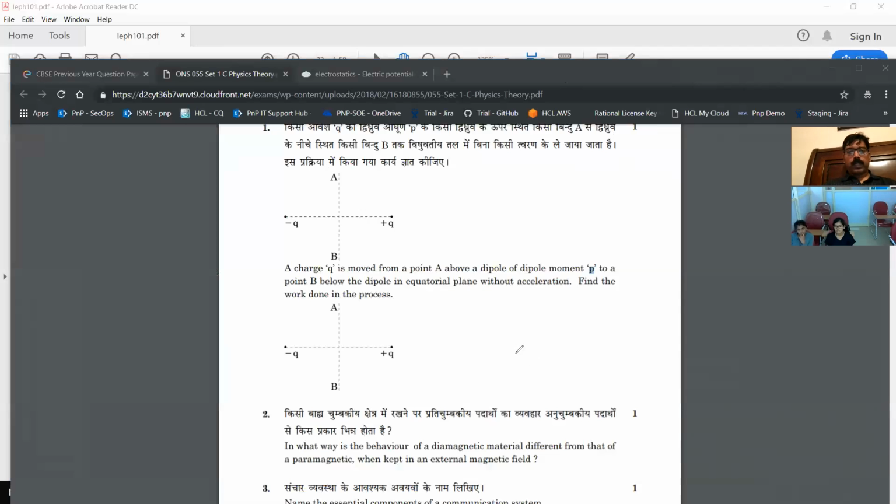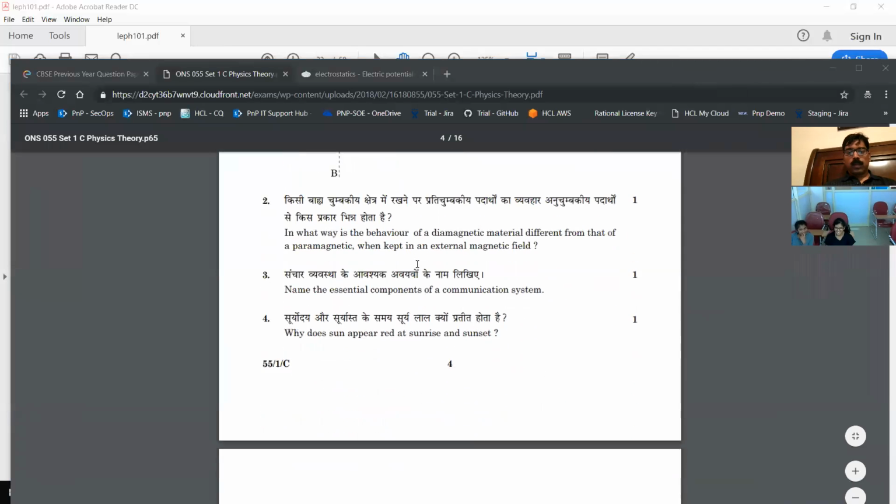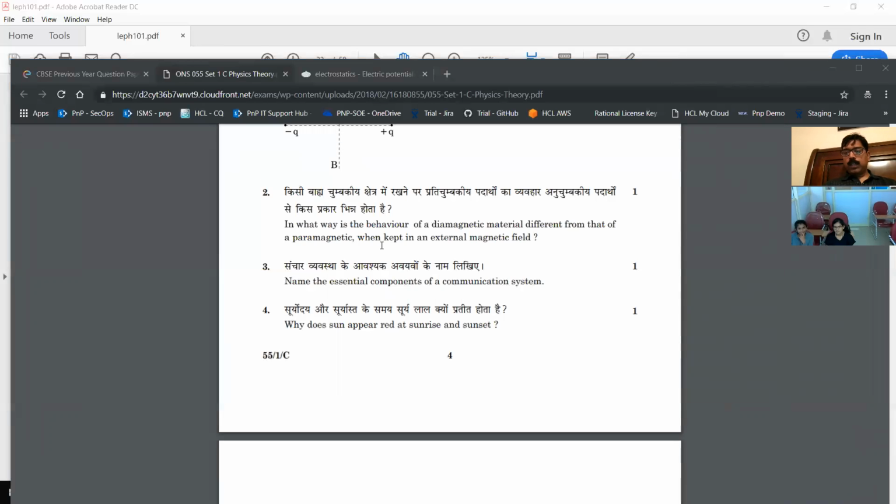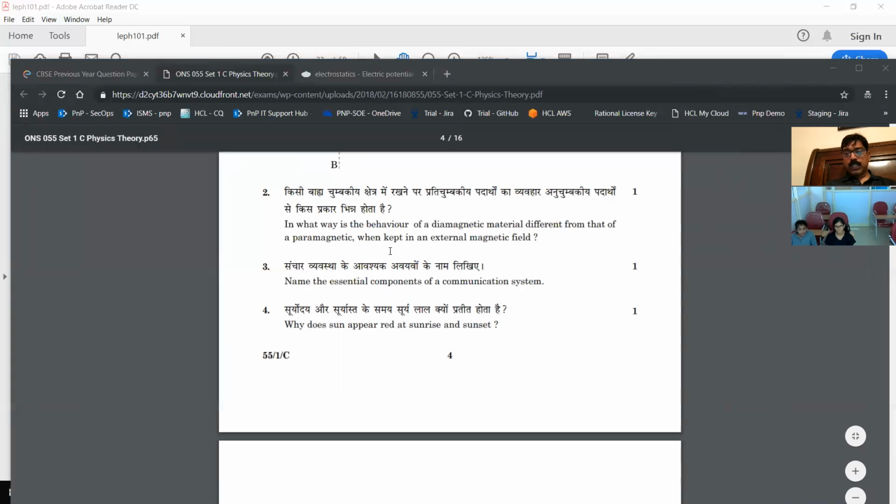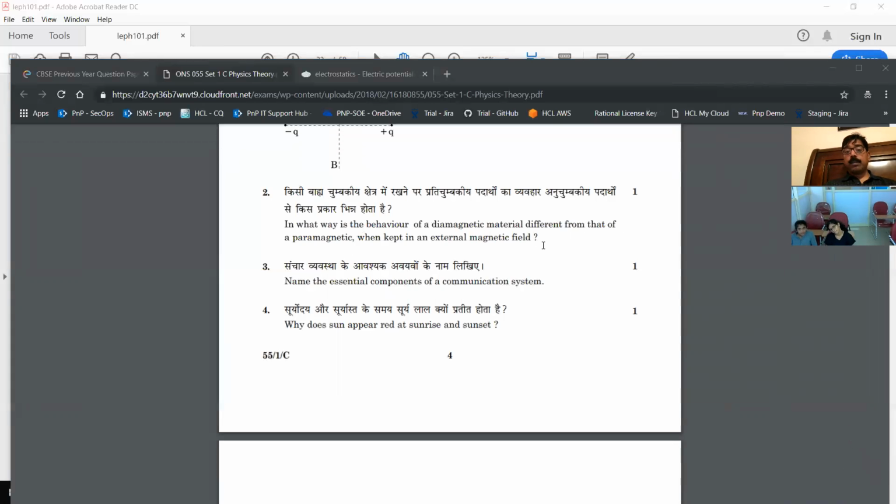Okay, next question. In what way is the behavior of a diamagnetic material different from that of a paramagnetic material when kept in an external magnetic field? Diamagnetic versus paramagnetic. So what is the behavioral difference when it is put in an external magnetic field? Now, this is a very straightforward question. If you know what is diamagnetic and what is paramagnetic, you will be able to answer that, right?